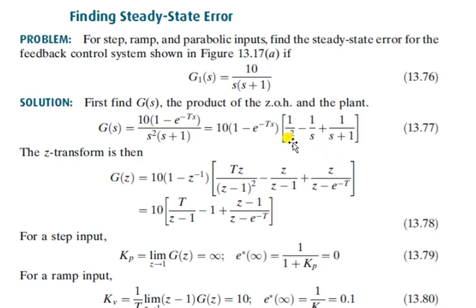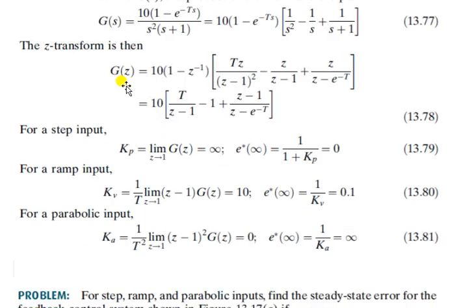Then by Z transform, you can convert this S domain into the Z domain. For 1 upon S square, you will write Tz upon (Z minus 1) whole square. For 1 upon S, you will write Z upon Z minus 1. For 1 upon S plus 1, you will write Z upon Z minus e to the power minus T. If you take the LCM here, you will get this term. Then this part you can solve by using 1 minus 1 upon Z. If you solve this, then you will get this. So now this is the G(z) part.